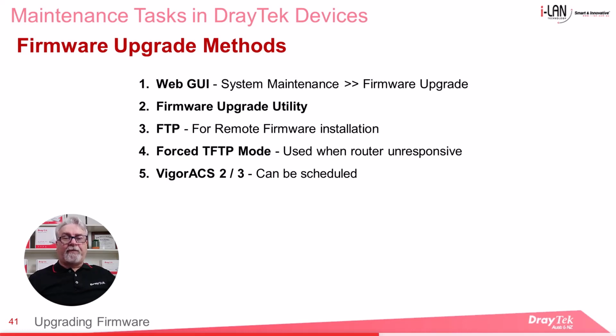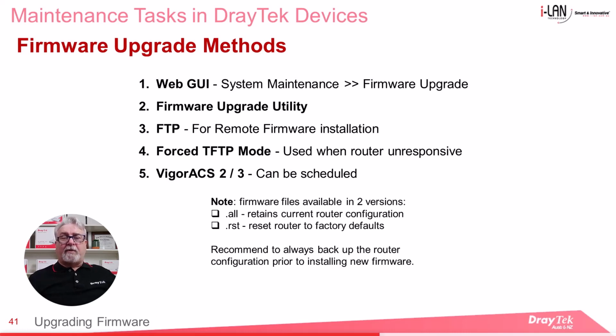One bonus with VigorACS 2 or ACS 3 is that firmware upgrades can be scheduled to be done automatically after hours. For each of these methods, it's recommended to first make a backup of the router configuration before upgrading the firmware. This won't be possible for method 4 where the router is unresponsive, but hopefully you'll have a previous backup you can use to restore the router configuration afterwards.